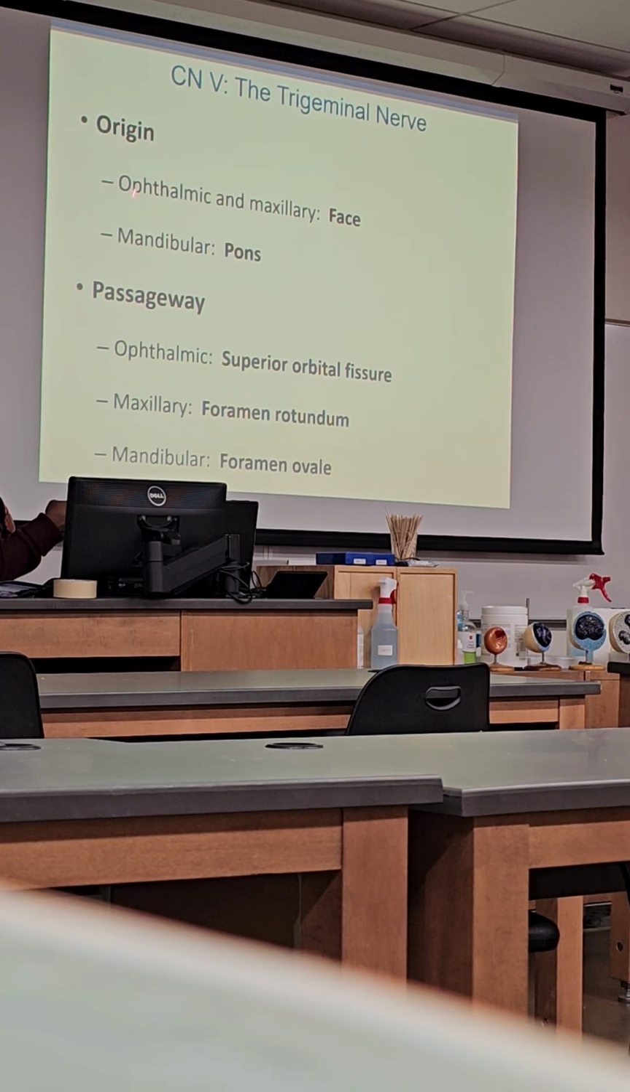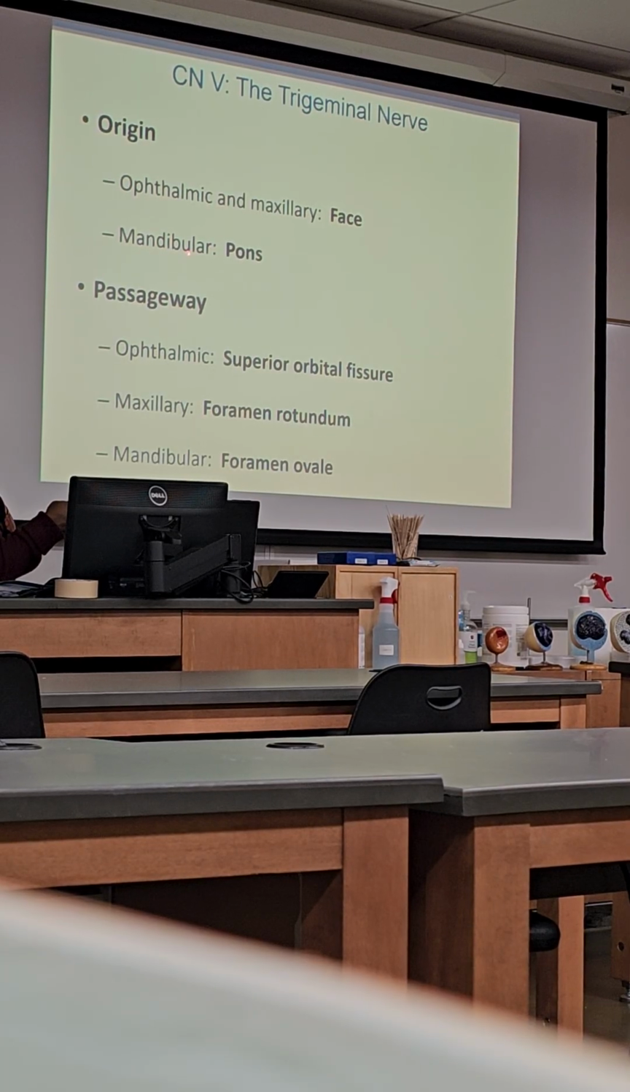The origin for the ophthalmic and maxillary, which is sensory, is at the face. If it's sensory, it's going to originate someplace out in the body and bring information in. The origin for the motor branch, the mandibular branch, is going to be in the central nervous system, so at the pons, sending out motor commands.